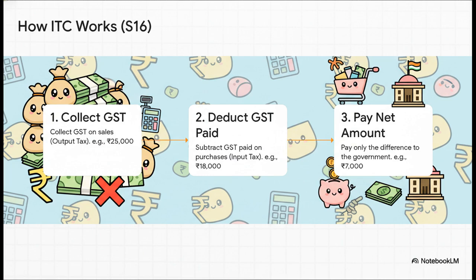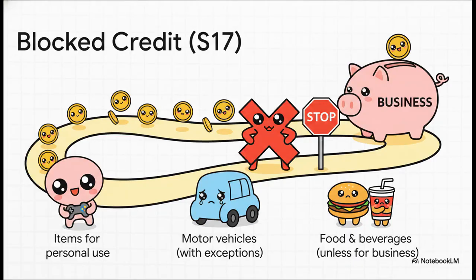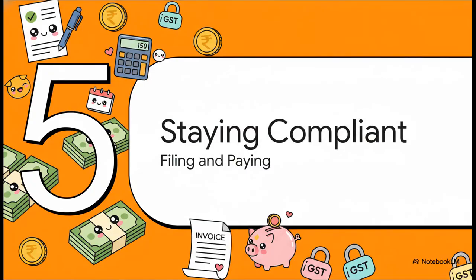It's brilliant. Now, hold on. It's not a complete free-for-all. The law is super specific that you can't claim this credit on just anything. There's a whole list of what they call blocked credits, and this includes things bought for personal use, most company cars, and food and beverage expenses, unless, of course, that's your actual business. So claiming that credit feels great, right? But with great power comes great responsibility. The whole system really relies on businesses like yours staying on top of all the compliance obligations.